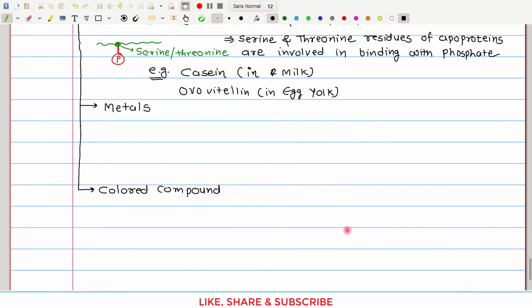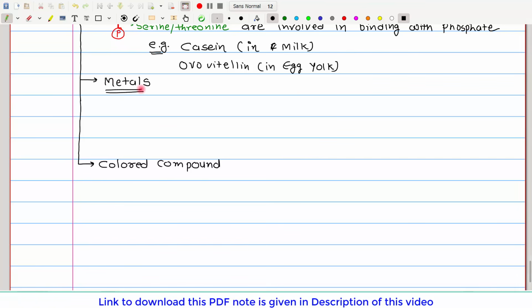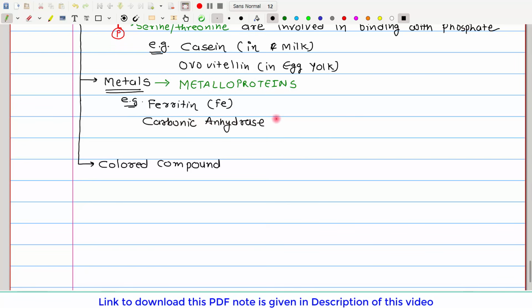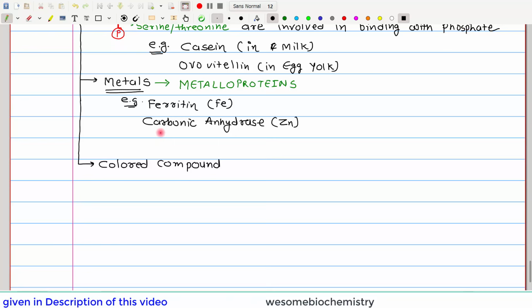Now let's look at the next one, that is metals. What will happen if metals are there as a prosthetic group? At that time we can call a particular conjugated protein a metalloprotein. Examples are ferritin, where iron is the metal group. The second example is carbonic anhydrase, where zinc is acting as a prosthetic group. The third example is ceruloplasmin, where copper is acting as a prosthetic group.